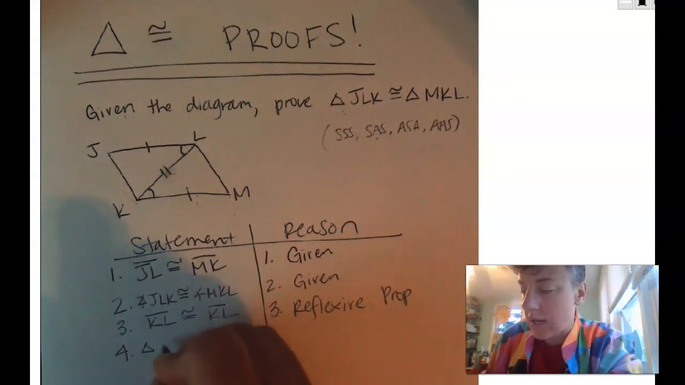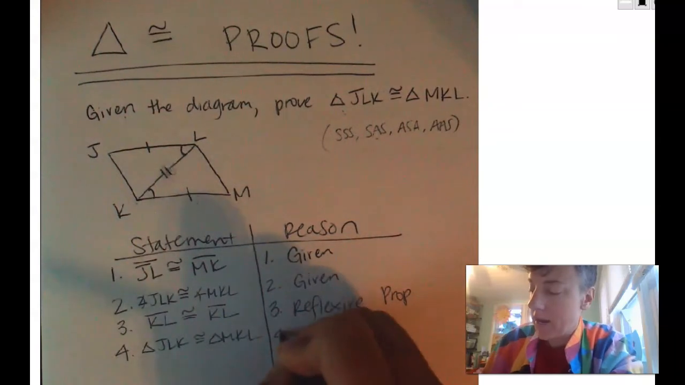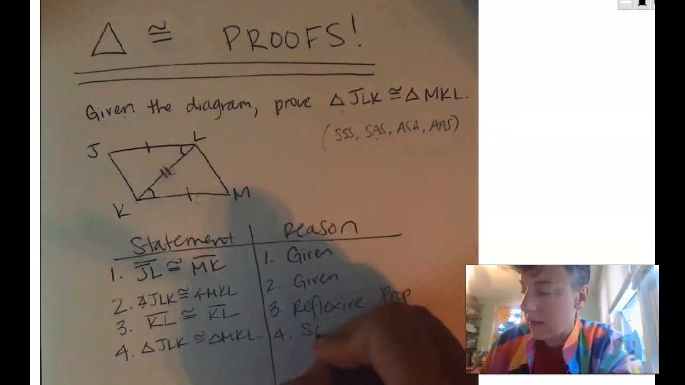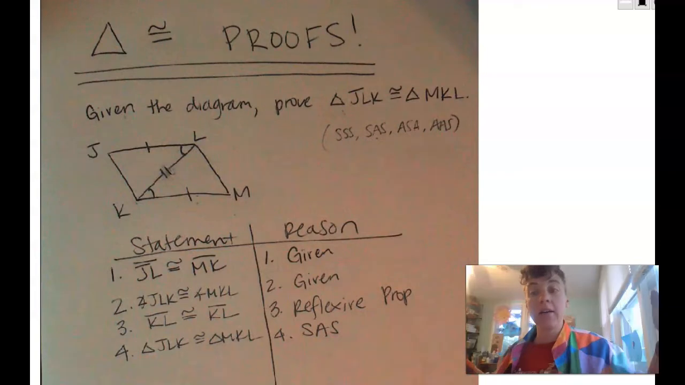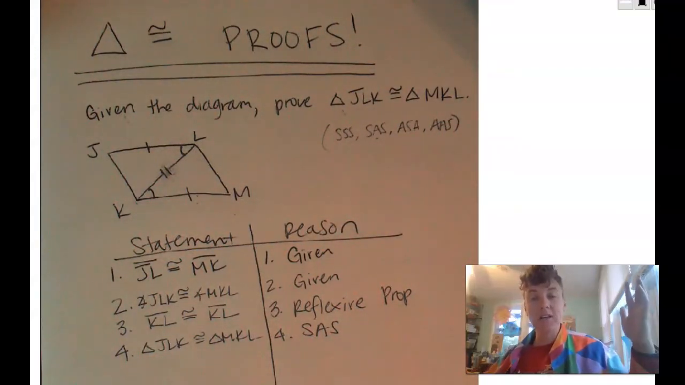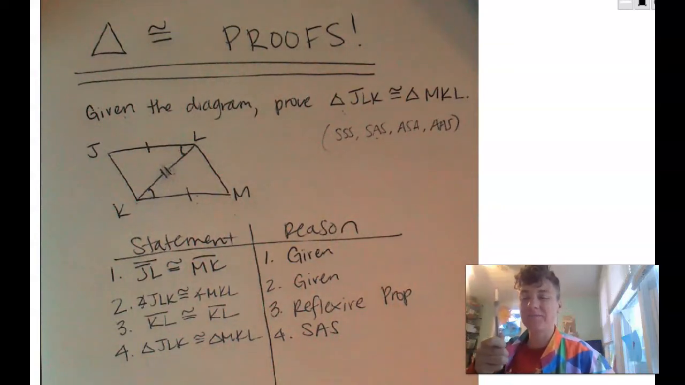Triangle JLK is congruent to triangle MKL by side angle side. Awesome. Look at you! You just did a proof! That's because you're a genius, a scholar.